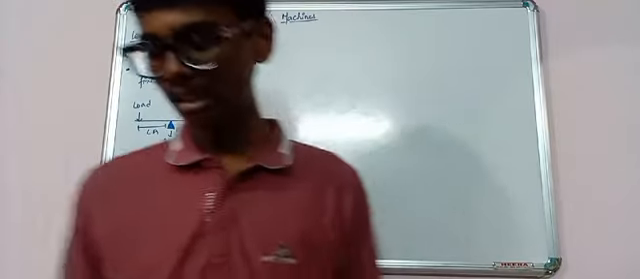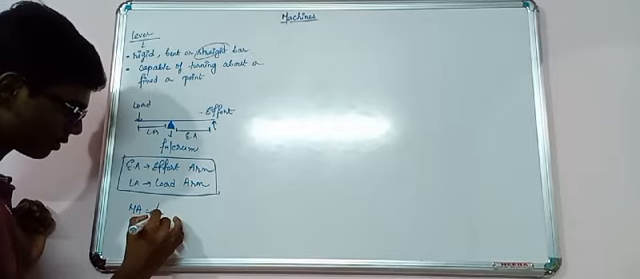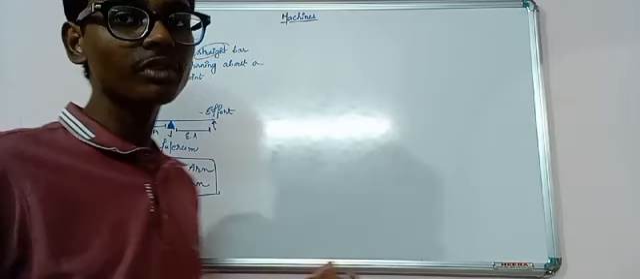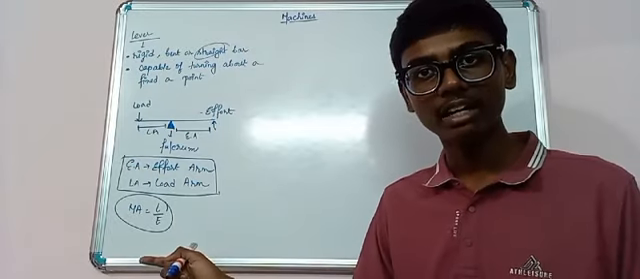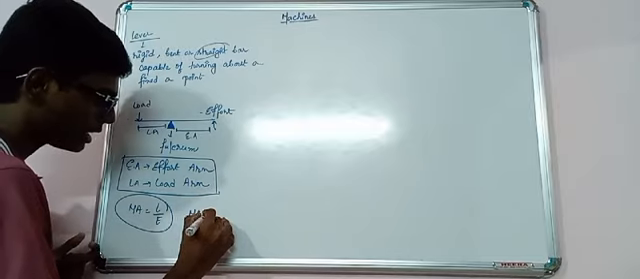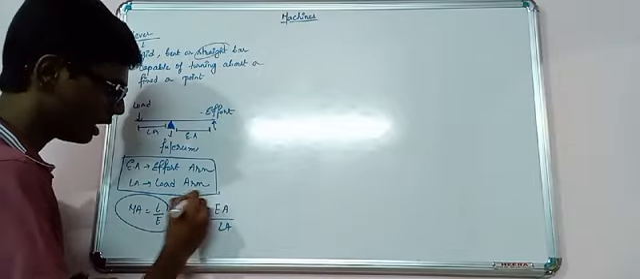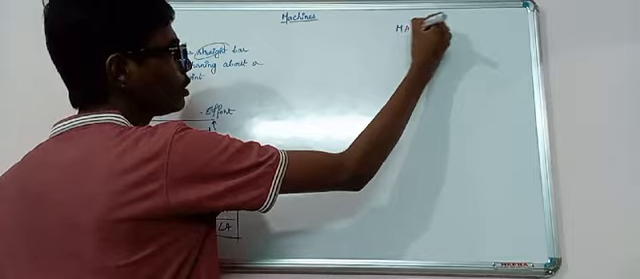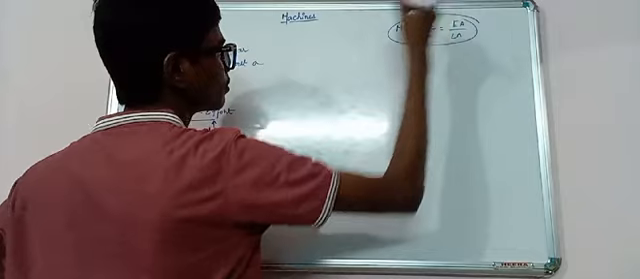Okay, and load by effort was my mechanical advantage. Load by effort was my mechanical advantage, right? This was with respect to load and effort. Another formula of mechanical advantage is with respect to effort arm and load arm. Very simple. Mechanical advantage is equal to effort arm by load arm. This is another formula. We are going to use this in many places. So mechanical advantage is equal to load by effort, that is equal to effort arm by load arm.